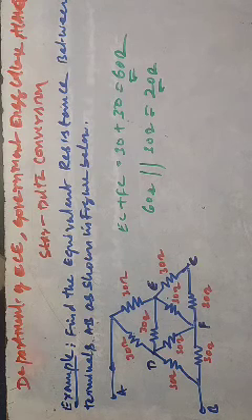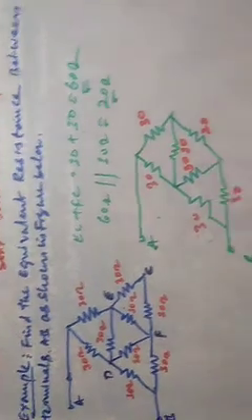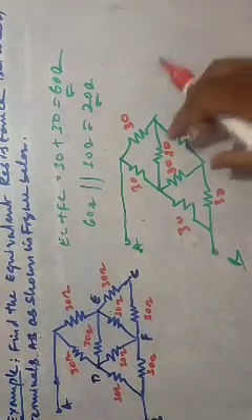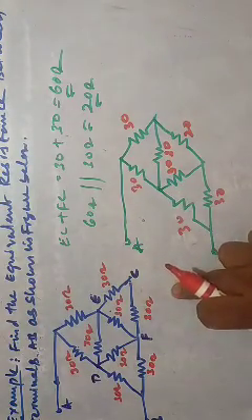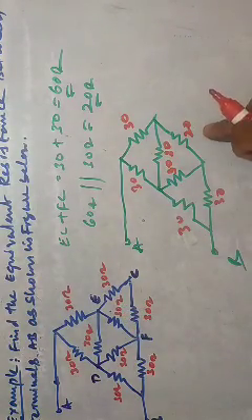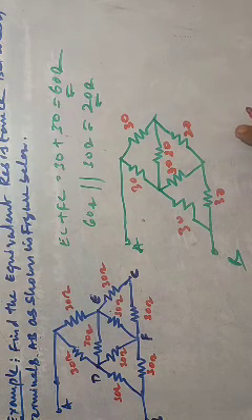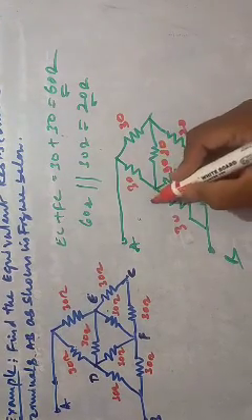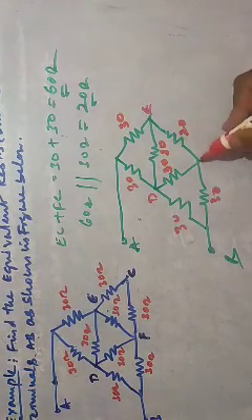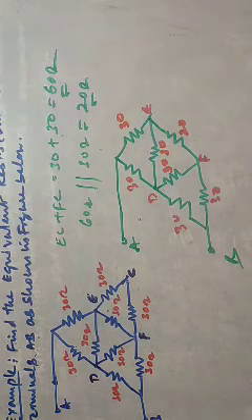Now the modified circuit can be written as follows. See here, this portion 30-30 in series is parallel to 30, and the circuit is as shown here. Similarly, this forms the network DEF. DEF is in delta form. It has to be converted into star form.